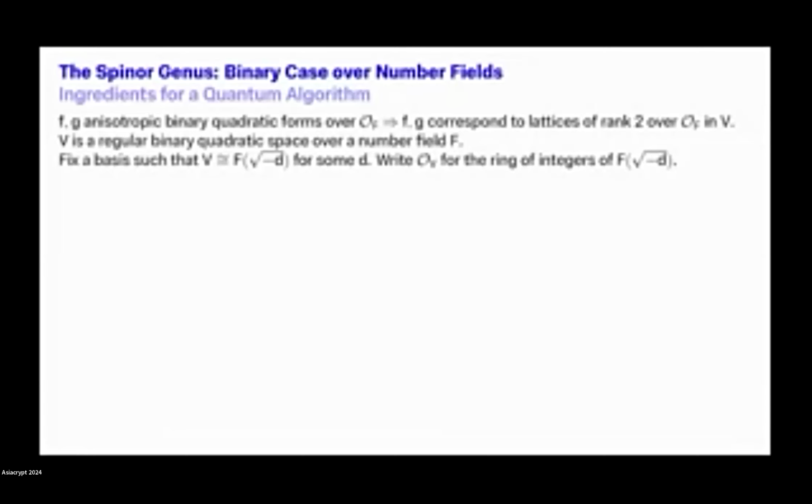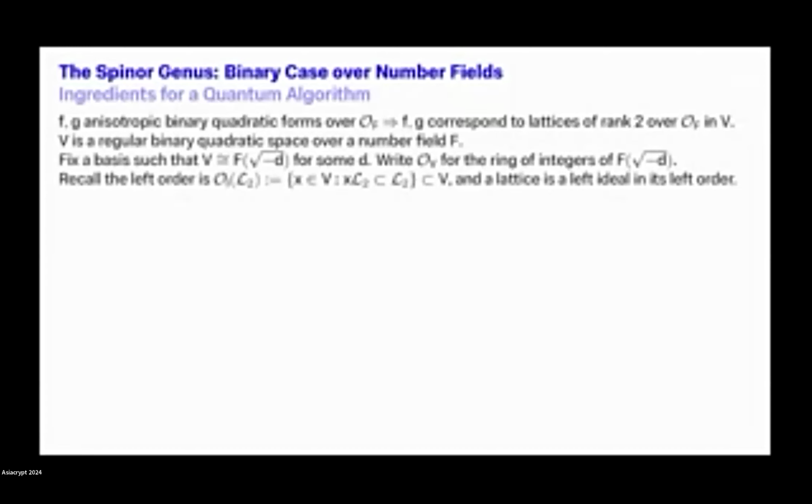What this means is that we can multiply elements of V by one another. So it's not just a vector space, it's also a field. We'll write O_V for the ring of integers of this field. Finally, we'll define the left order that we saw on the previous slide. So the left order of a lattice, say L2, is the set of elements x in V such that x times L2 maps you back into L2. And it's a fact that any lattice is a left ideal in its left order.